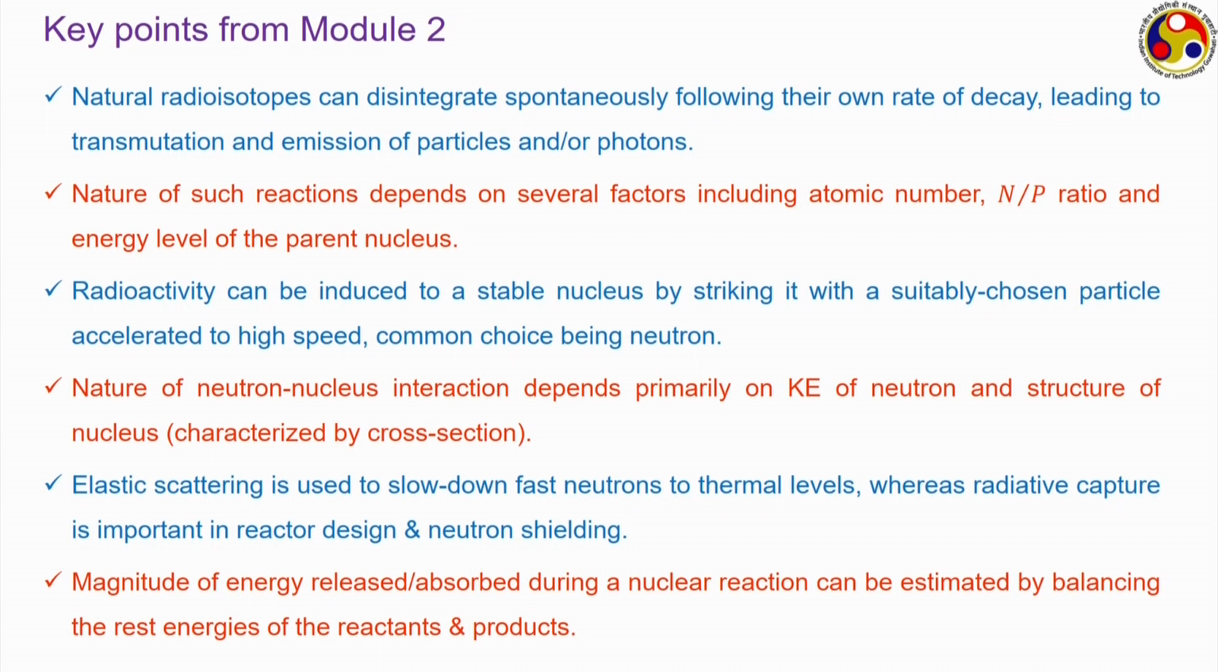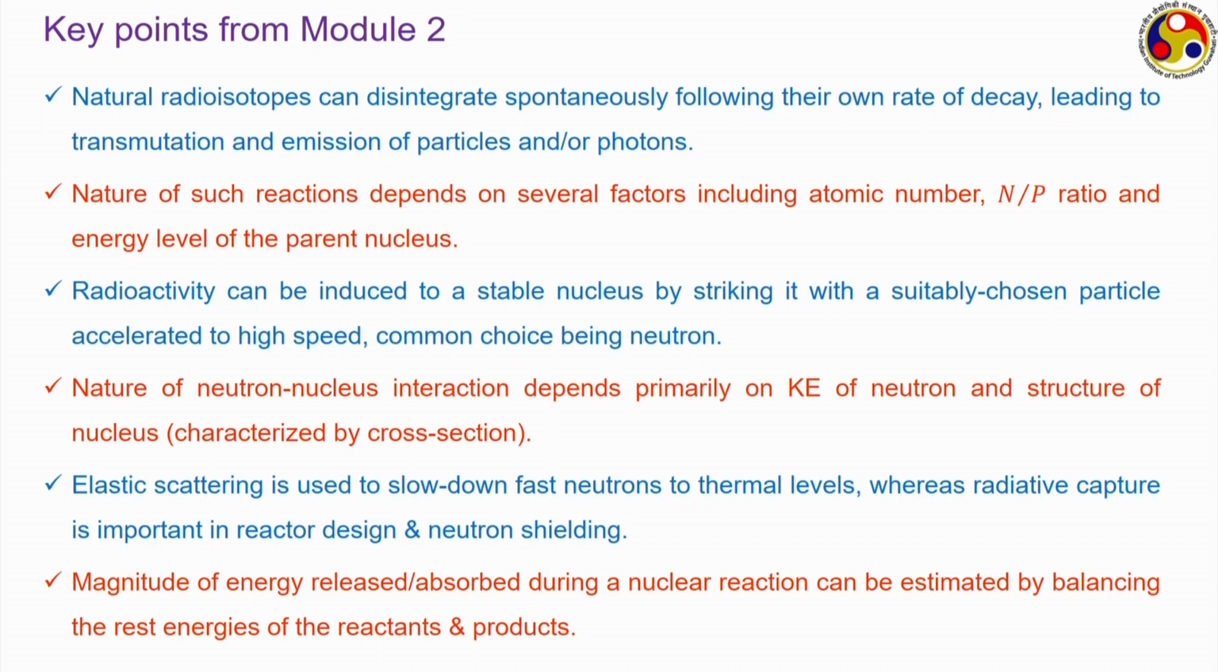But exactly which kind of reaction will take place depends upon several factors, particularly the atomic number, that is the number of protons present, the ratio of neutron to proton, and also the energy level of the parent nucleus. This is about the natural radioactivity, but from power generation point of view, we are more bothered about the artificial radioactivity, which can be induced in a stable nucleus by striking it with a suitably chosen particle accelerated to high speed. The particle can be alpha particle or proton or something else, but neutron is the most common choice.